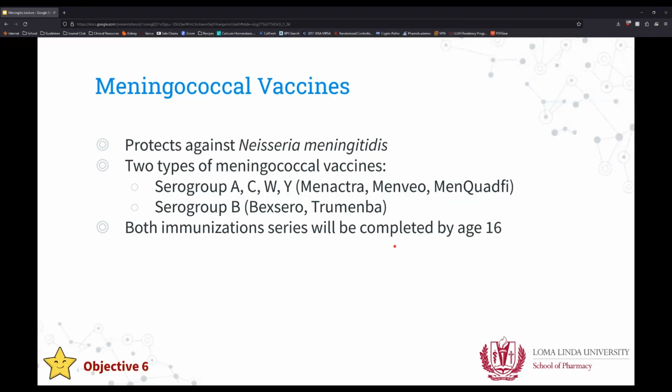So for our meningococcal vaccine, this is specifically protecting us against Neisseria. There are two different sets of vaccines available. One covers serogroups A, C, W, and Y, and the brands for that are Menactra, Menveo, and MenQuadfi. The other vaccination available specifically covers serogroup B, and that is Bexsero and Trumenba. Both immunization series will typically be completed by age 16.